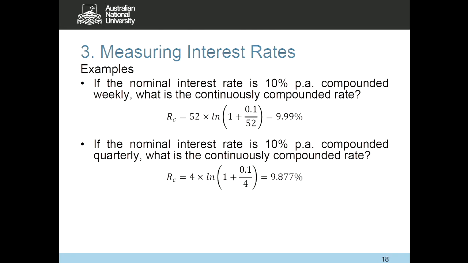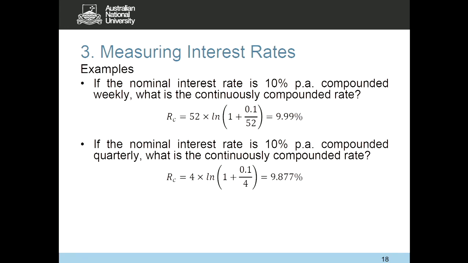And here are some examples. We have a nominal interest rate of 10% per annum, compounded weekly. We have 52 weeks in a year, which means it will be compounded 52 times in a year. So it's 52 multiplied by the natural logarithm of 1 plus 10% divided by 52. And the continuously compounded version is 9.99%. Same story with quarterly compounding. That's compounded 4 times in a year, and you take that 10% divided by 4. And what you will get is 9.877%.